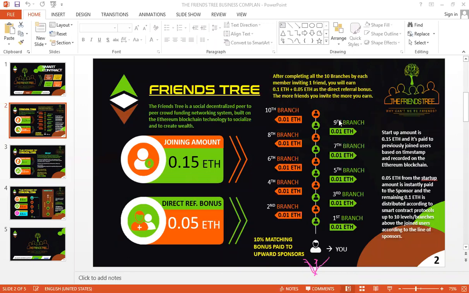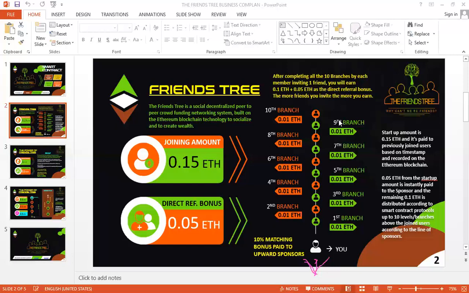So exactly, that is it, ladies and gentlemen. You'll be making back your capital of 0.15 Ethereum once you complete the 10 levels. However, if let's say you have big recruiters, or you have a team which also has a team.